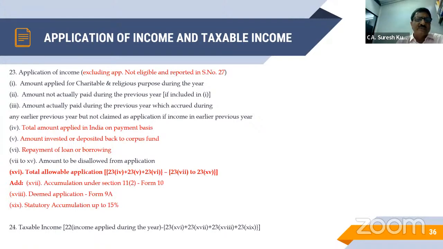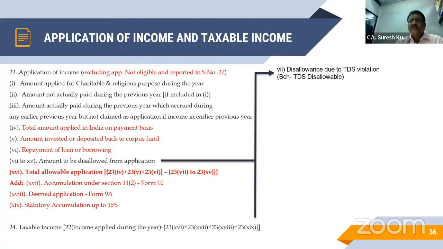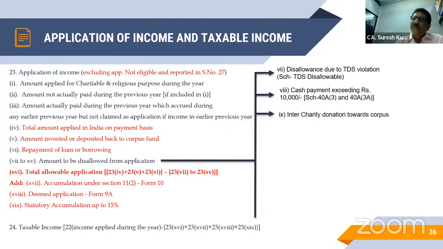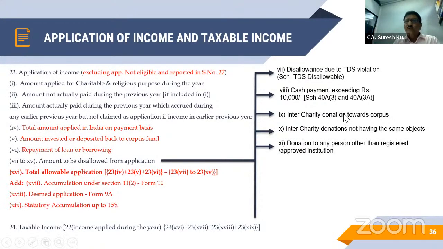Now the interesting part is the amount to be disallowed, and they have given in the format what amounts need to be disallowed. They are saying disallowed due to TDS violation, we all know, and if those disallowances are there, then we have to fill up the schedule for TDS disallowances. Then cash payment exceeding 10,000, again we have to fill up the schedule here. Then inter-charity donation towards corpus, if it is included in the application amount, then we have to disallow that amount. Then inter-charity donation not having the same object. Then donation to any other person other than registered and approved institutions.